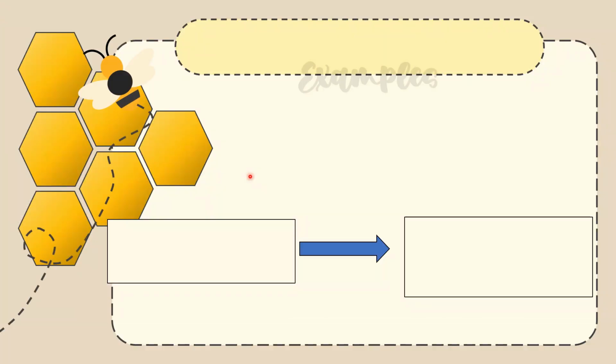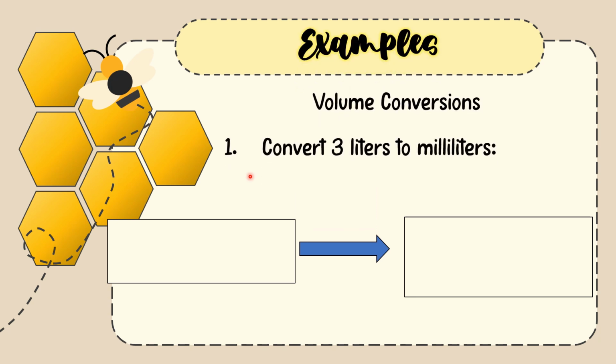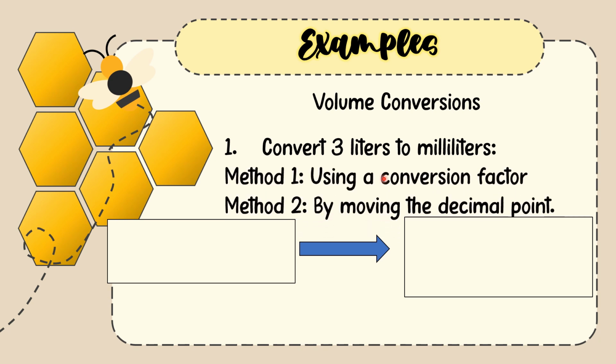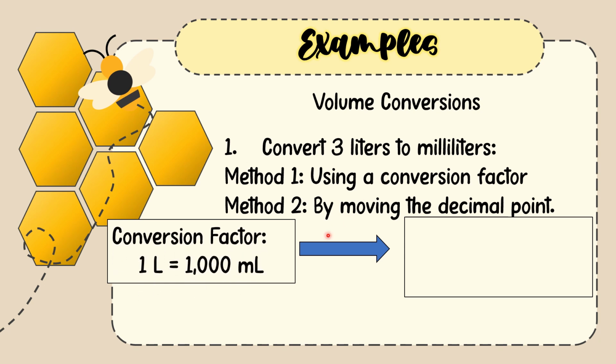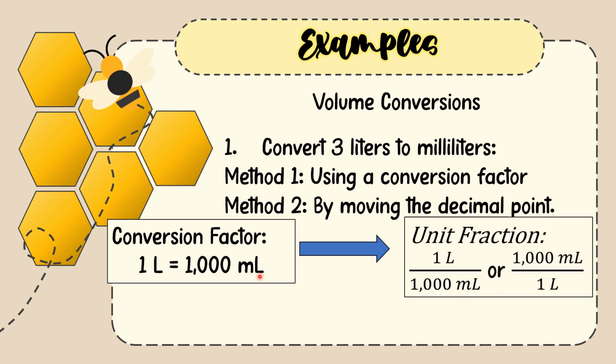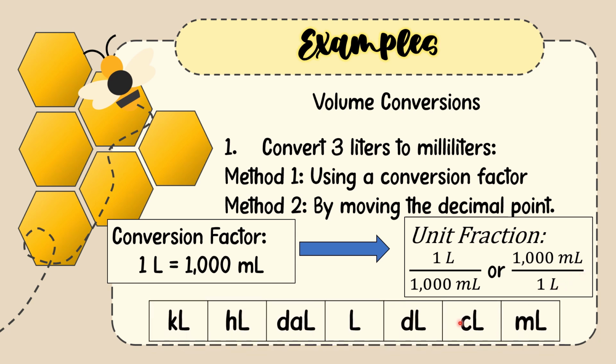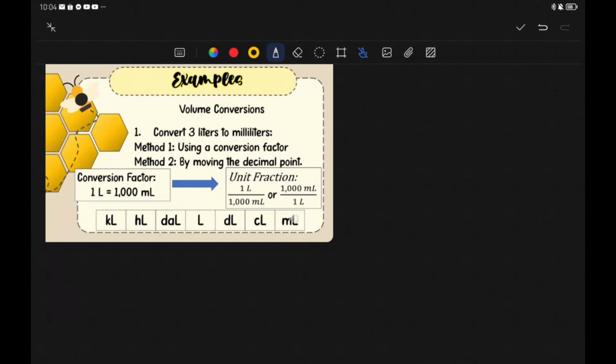Now let's proceed to the first example for volume conversions. So we have here: convert 3 liters to milliliters. Again, we are going to use two methods to prove that our conversion is correct. So for the conversion factor, we need to remember that 1 liter is equal to 1,000 milliliters. And for the unit fraction, we have here 1 liter over 1,000 ml or 1,000 ml over 1 L. And for method 2, we are going to use this table for the volume conversions. Now let's solve the first example for volume conversion. So we need to convert 3 liters to milliliters.